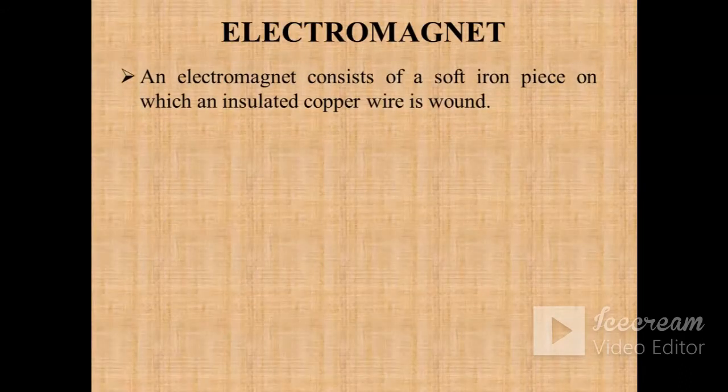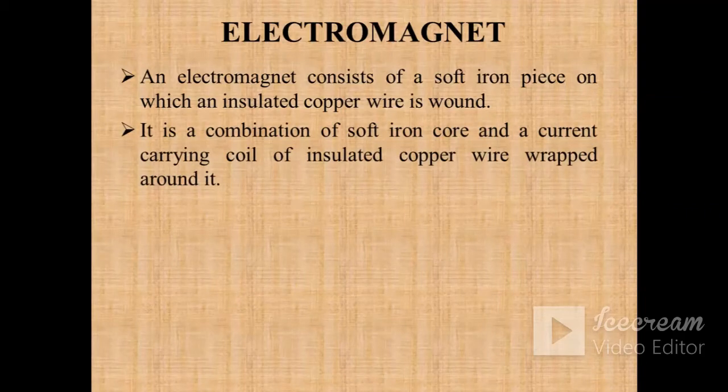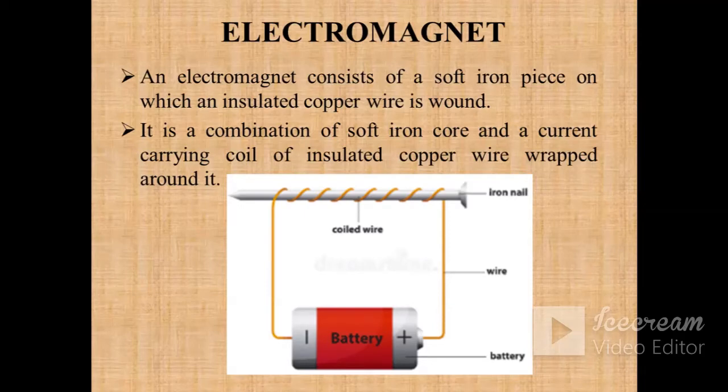Now what is an electromagnet? An electromagnet consists of a soft iron piece on which an insulated copper wire is wound. It is a combination of a soft iron core and a current carrying coil of insulated copper wire wrapped around it. Like this, here you can see an electromagnet. An iron nail has been taken on which this wire has been wound with some turns.